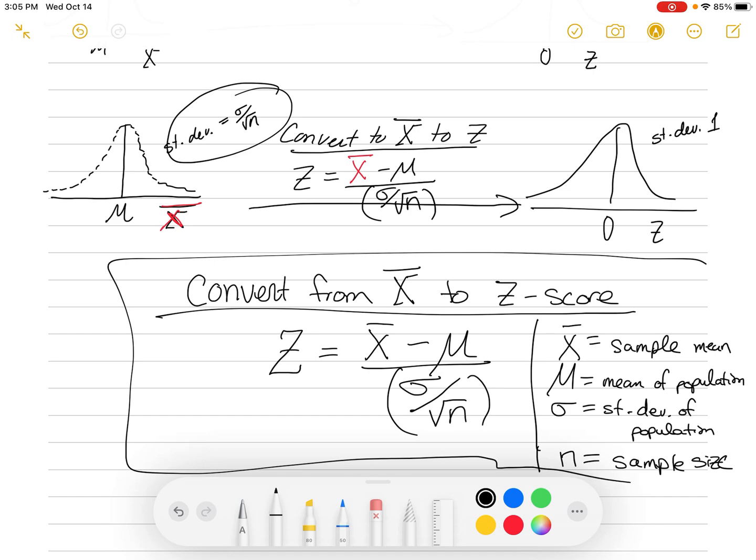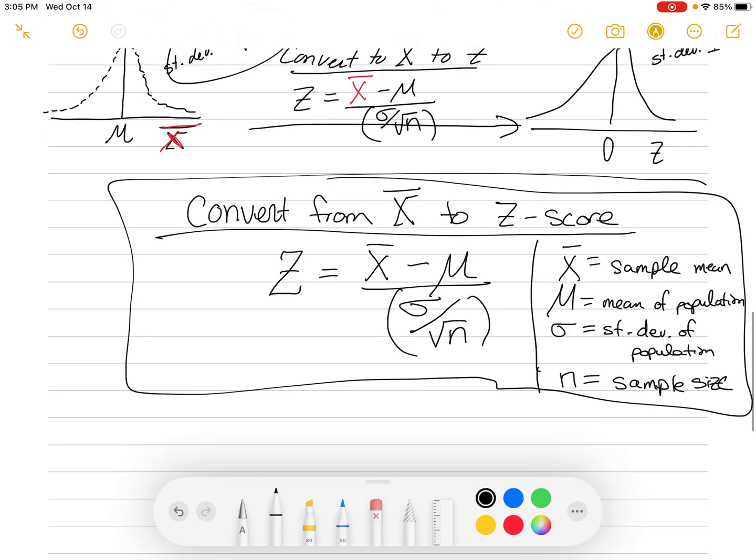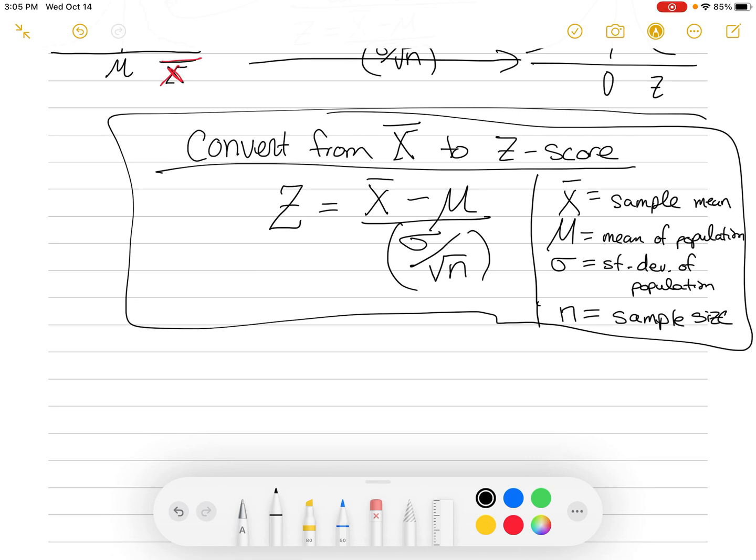So make sure you have this formula, very important formula, from going from sample means to z-scores. So we're going to use this to work some problems. So exercises.